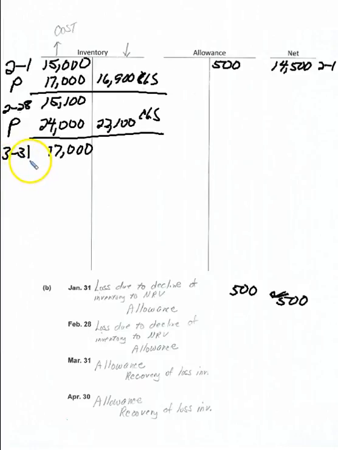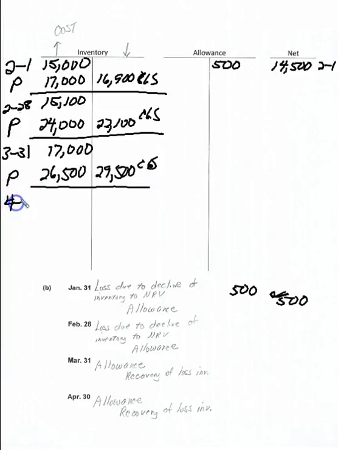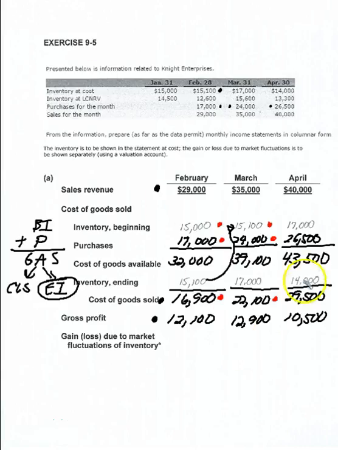So at the beginning of April, we have $17,000 on hand. During April, the company bought $26,500. And they sold $29,500, cost of goods sold. And so that gave us an ending inventory at the end of April 28th, $14,000. And just to show you, that agrees with our ending inventory here.